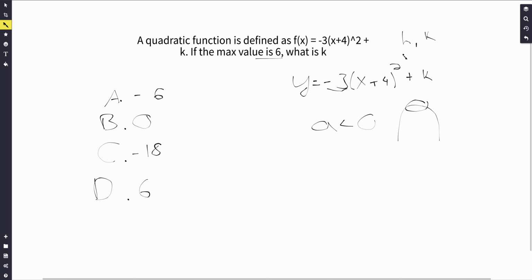And in this case, we know h. So h is x plus 4, so we will switch it to x is -4. And we know the max value is 6. Well then, that means our k value also has to be 6. So that just leaves D as our answer. So as you can see, some of these SAT style questions are trying to trick you. But if you know the rules, we had to know that a is less than 0 in order to find out that it was a downward opening parabola in order to solve this problem.